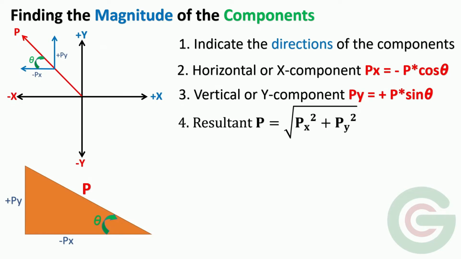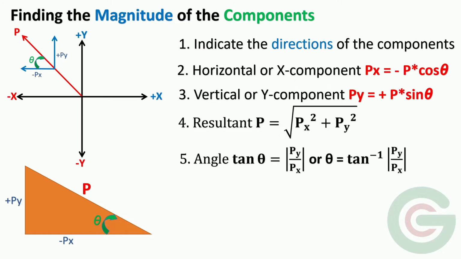When the magnitudes of the components are given, we can find the resultant force P is equal to root of Px square plus Py square. Again from the triangle, tan theta will be equal to opposite side by adjacent side. It is equal to mod Py by Px, or theta is equal to tan inverse mod Py by Px. Here we are considering only positive values of the magnitudes of the components.